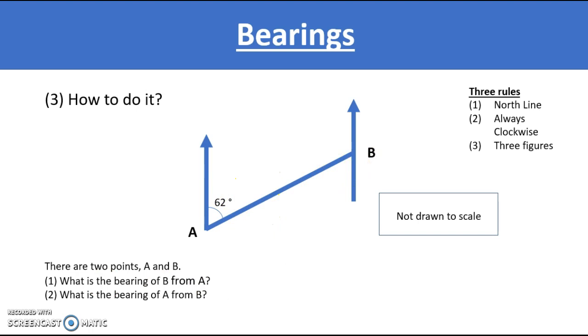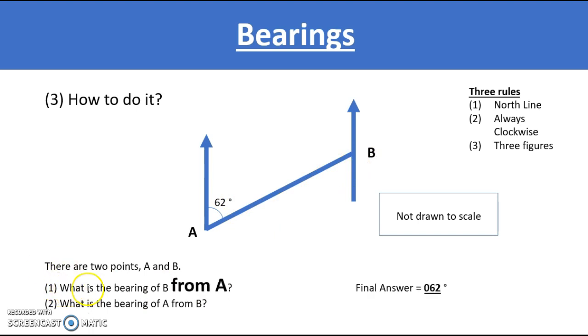So let's tackle this question. The very first thing is, it says, what is the bearing of B from A? So B from A itself. So remember the 3 rules. The very first thing is north line. So we go on point A, go north line. Second, we measure clockwise. And lastly, this needs to be represented in 3 figures. Now, they've given us the angle itself, 62 degrees. So our answer has to include 62, but because 3 figures, it would be 062.